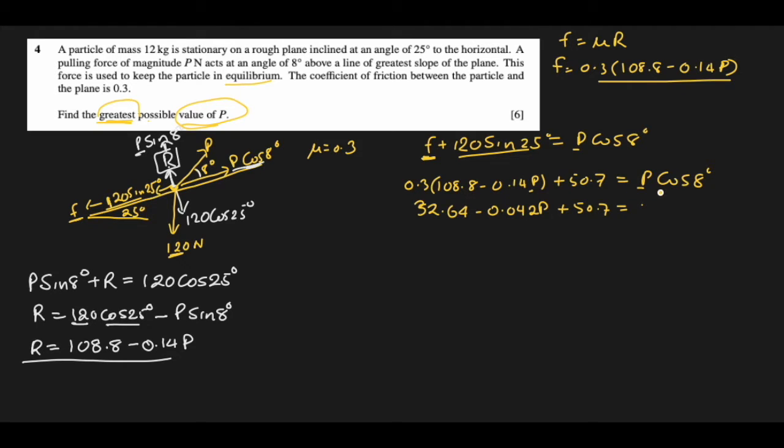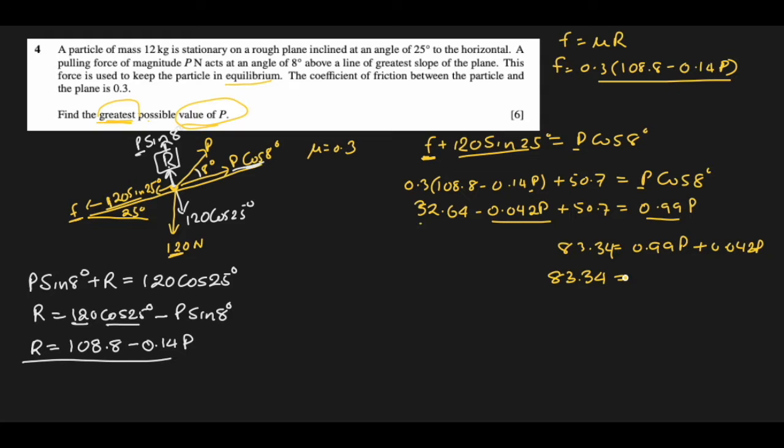Cos 8 can also be evaluated. It will be about 0.99. There are some digits; I'm rounding them off so that I will get the closest possible answer. So this P and this P, I can bring to the other side. 0.99P is already here. I will add 0.042P here. Okay, what are we left with here? 83.34.